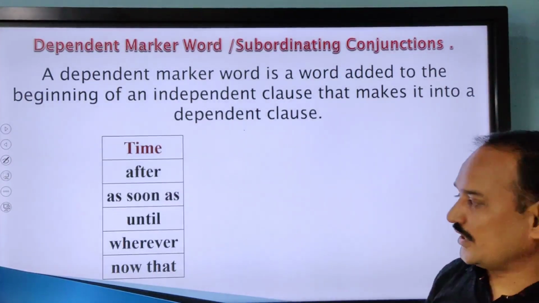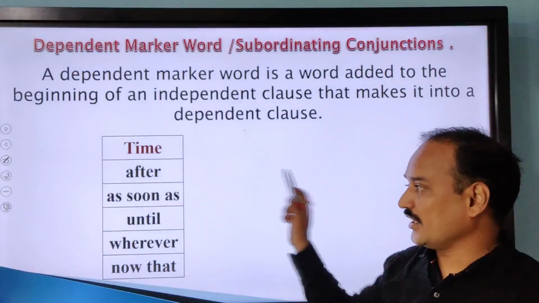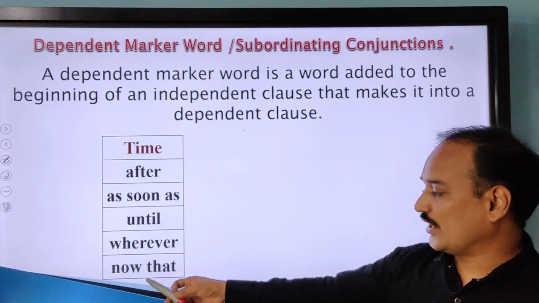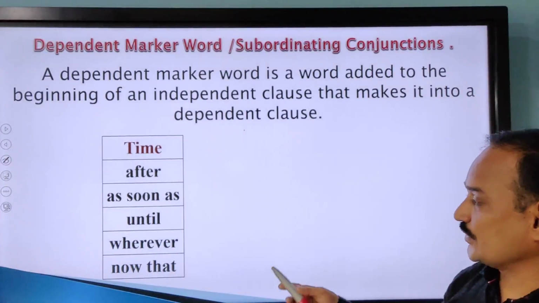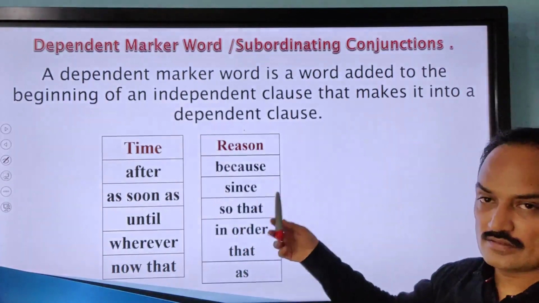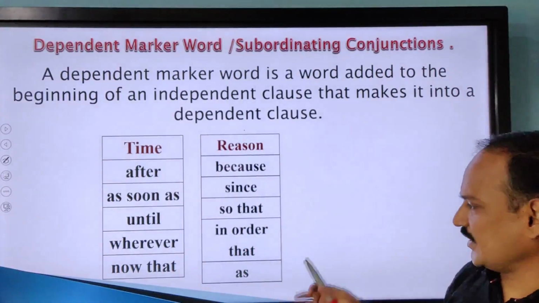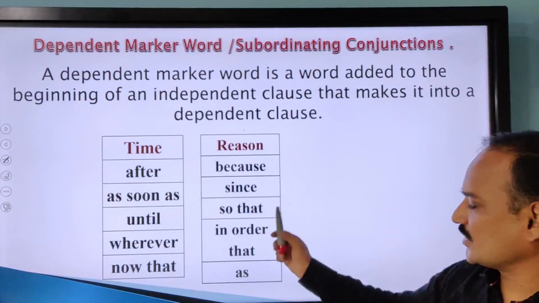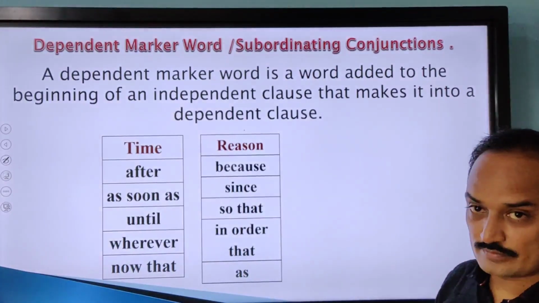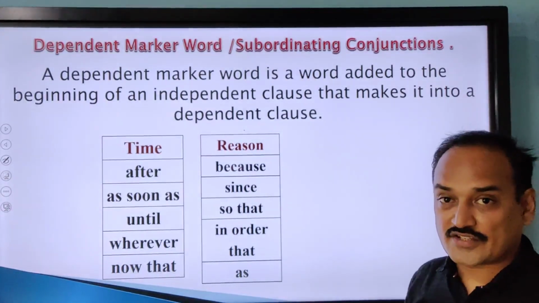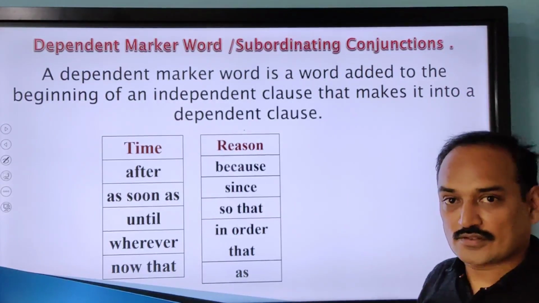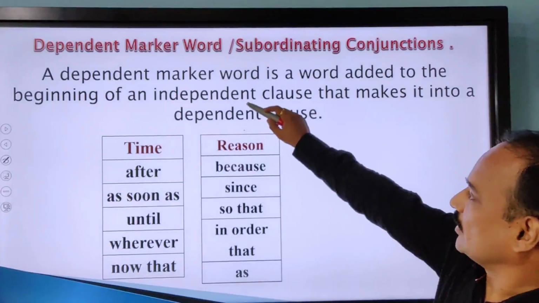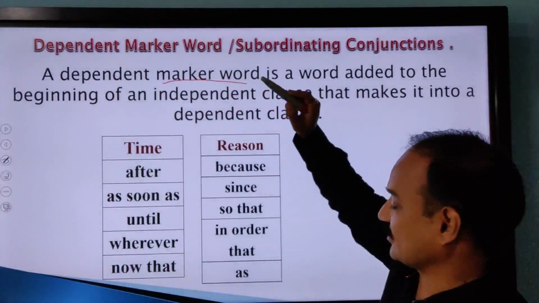For time, it is very easy. If any independent clause is added with after, then it becomes a dependent clause. As soon as, until, whenever, now that. Next one, for reason, also very easy. By just seeing those words, you will understand that these narrate the reason for some action. That is because, since, so that, in order that, as. As we are interested in clauses, we are studying main clauses. As is that marker word. Okay, next.